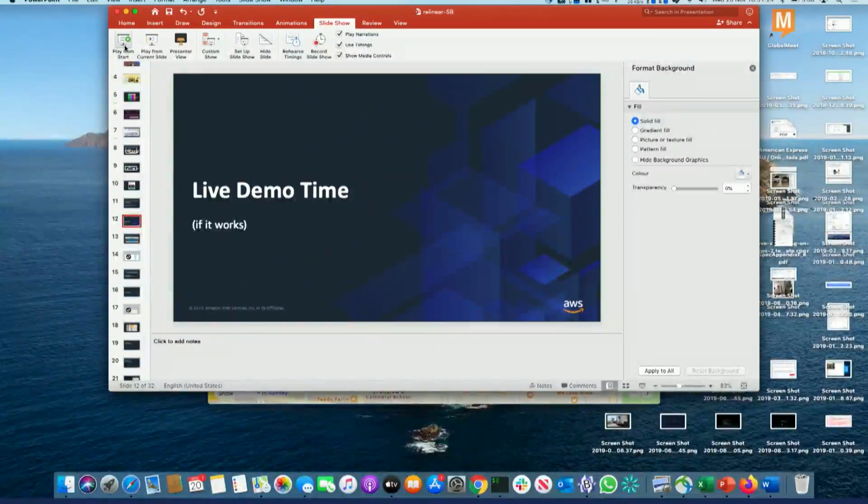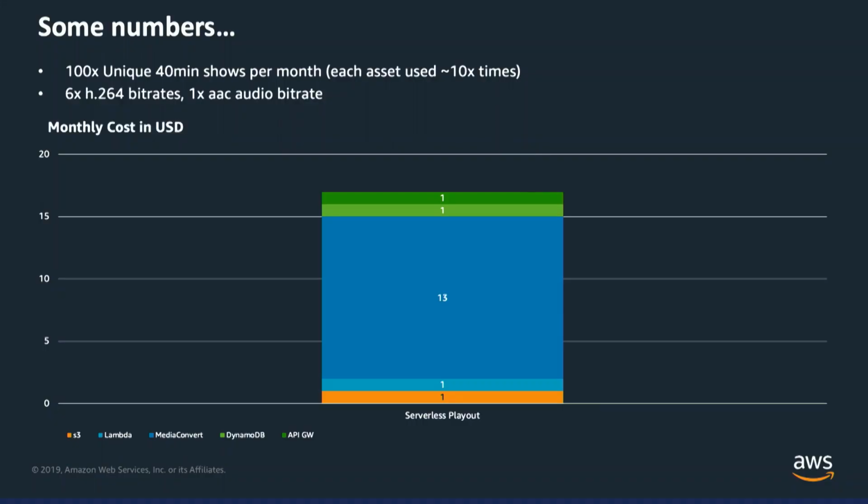What I will go back to is the presentation and talk about a real life use case. Well, actually, what I might first do, I was debating whether or not to add this slide, is add some numbers in terms of how much this cost to run the demo. So if I had 100 unique 40-minute shows being played out, and each one of those shows was used 100 times in that month, so your schedule repeated programming somewhat, and I had 6 H.264 bit rates and 1 AAC audio bit rate, which is fairly common to have that sort of setup.